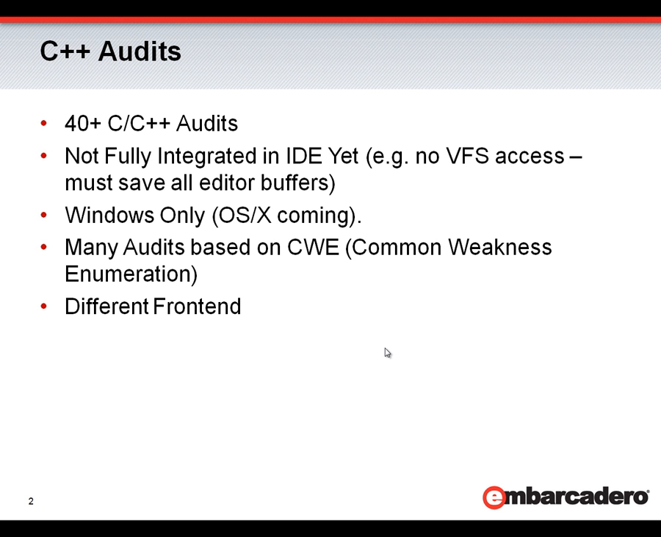A lot of the audits that are included are actually based on standards. There are many organizations out there that have recommendations on how to write code in ways that avoid defects. You may have heard of GSF and various other organizations that have those coding standards. Several of the audits that are included in XE2 for C++ are based on the common weakness enumeration, CWE.